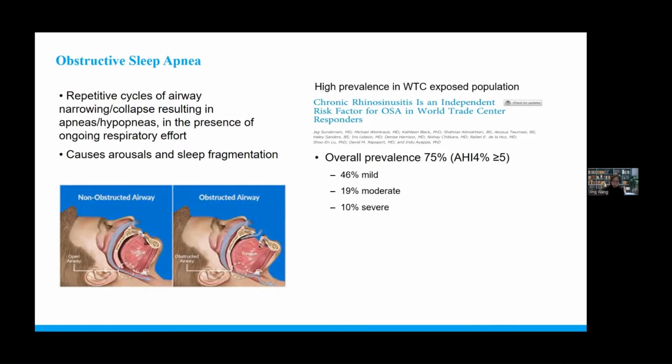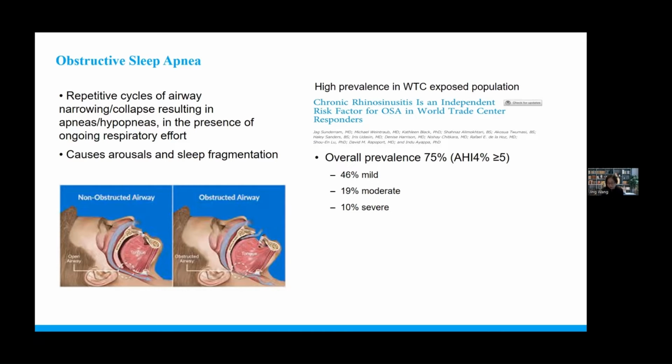We also know that there's quite a high prevalence of OSA in the World Trade Center exposed population. Globally, the prevalence of OSA actually varies somewhat by country, so it depends on where you're looking and which source you're looking at. The rates also vary depending on age, gender, and severity, and can range from the single digits to as high as the 70 to 80% range. So it really depends on what you're looking at.